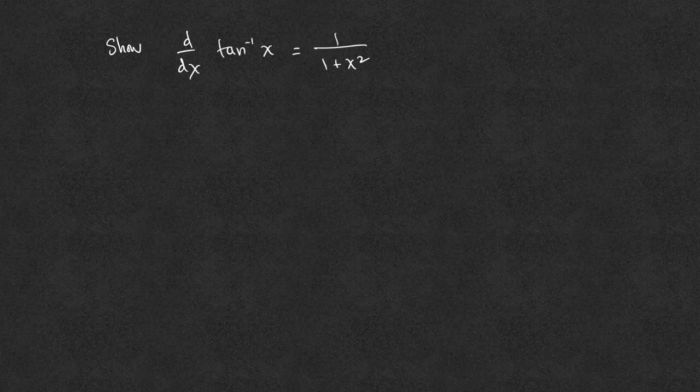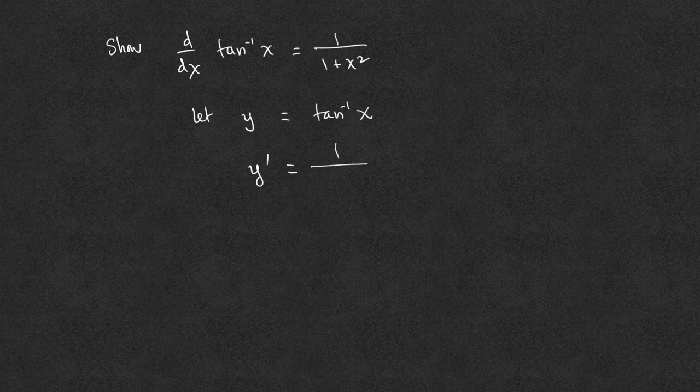Show that the derivative of tangent inverse of x, or arctangent of x, with respect to x is 1 over 1 plus x squared. To do this, we let y be tangent inverse of x. It remains to show that y prime is 1 over 1 plus x squared. And this is what we need to do.